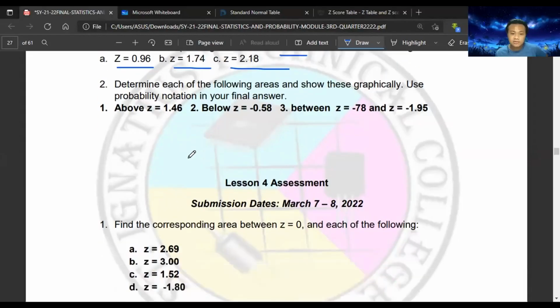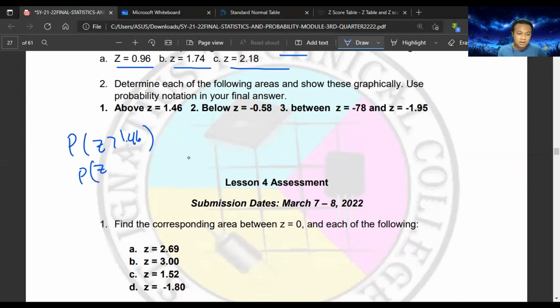Probability notation in your final answer. Okay? So prior to that, P of sample above. If above, that's greater than. If below, for example 1.46. And then below is less than, no? 0.58.